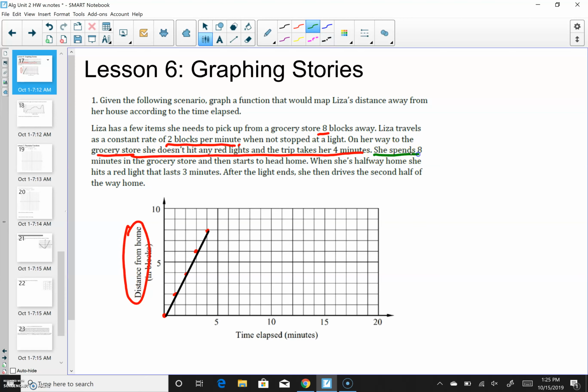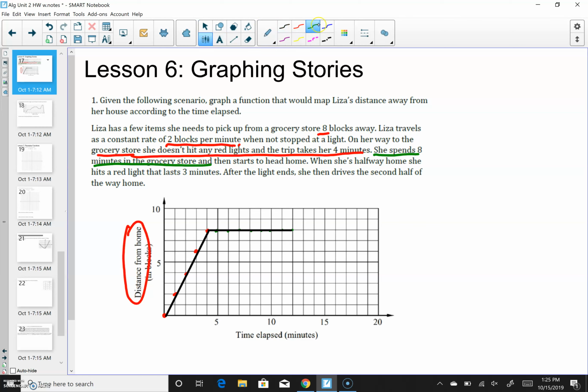She spends 8 minutes in the grocery store. So if she's in the grocery store, she is not going any closer to home and not getting any further away from home. So that's going to leave us for 8 minutes, 2, 3, 4, 5, 6, 7, 8. That's going to leave us with a horizontal line for that 8-minute span, because that's going to represent that her distance from home is not changing.